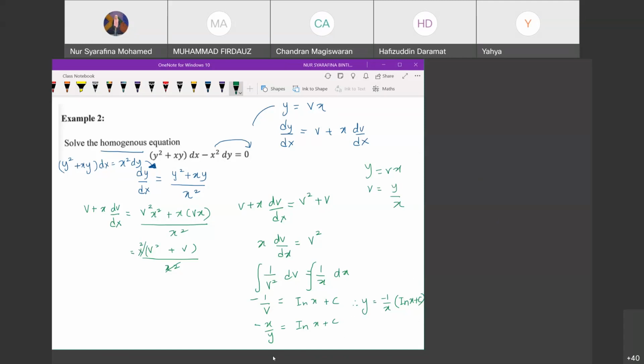Okay, look at the notes there. A non-homogeneous equation can also be reduced to homogeneous by using the right substitution. Again, same like the separable equation, if you get non-homogeneous, you can reduce it to homogeneous first by using the right substitution, and then you can solve it.